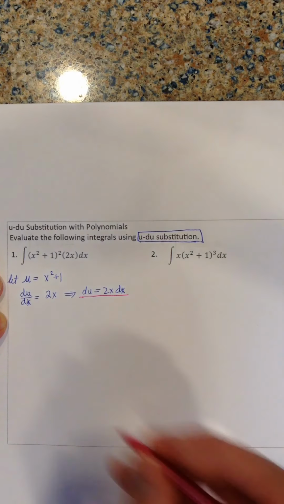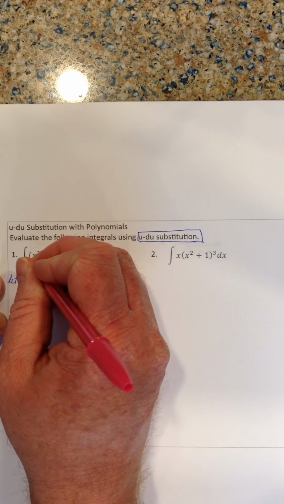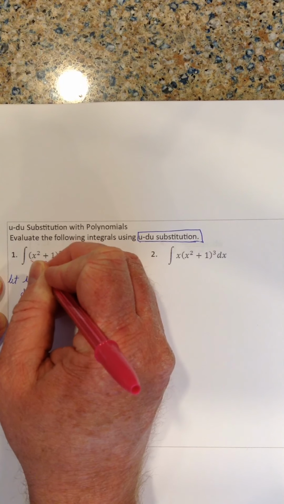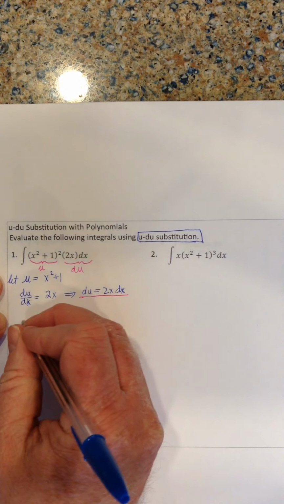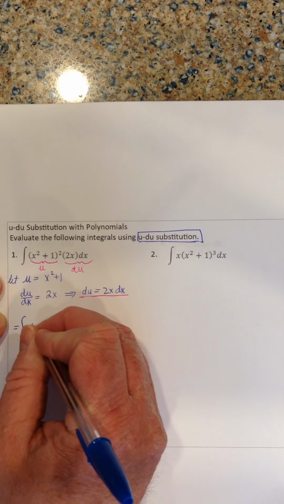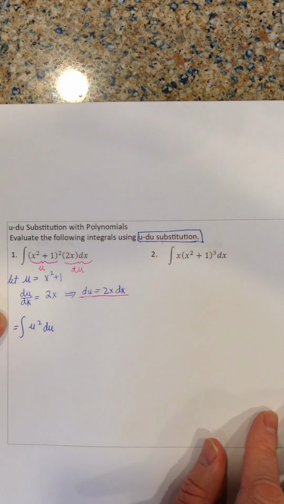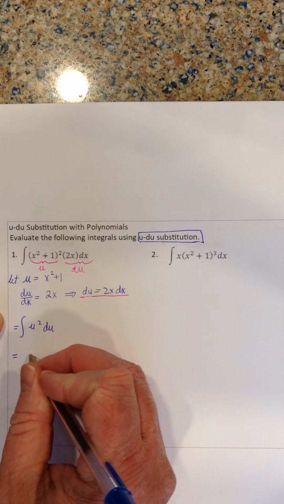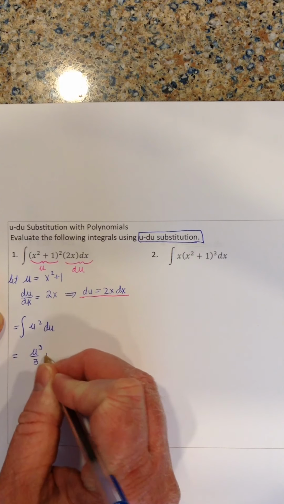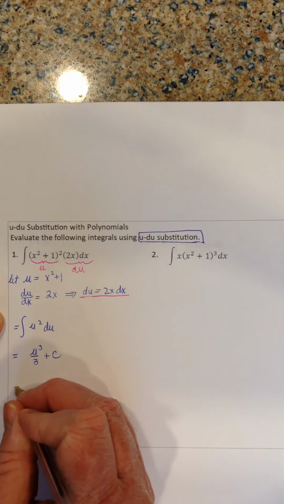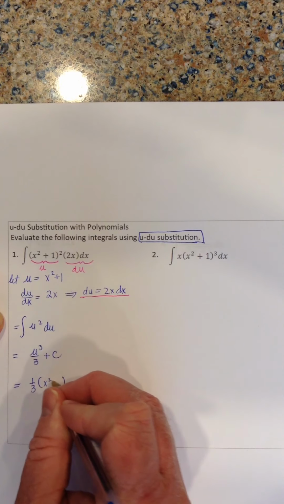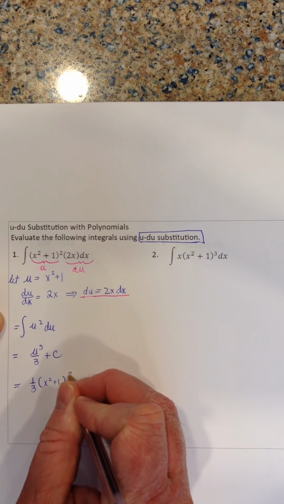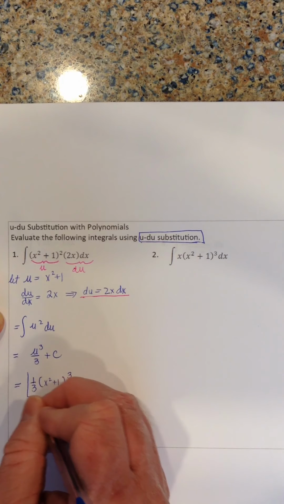So, I now see that this part here is u, and this part here is du. So that means I could rewrite the integral as u squared du. Now that I have u squared du, I can take the antiderivative using the power rule, so I get u cubed over 3 plus a constant of integration c, and I could write that as 1/3. Now u was really x squared plus 1, so we get 1/3 (x squared plus 1) cubed plus c.